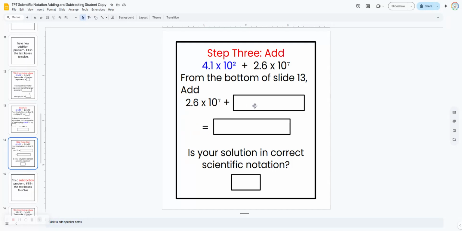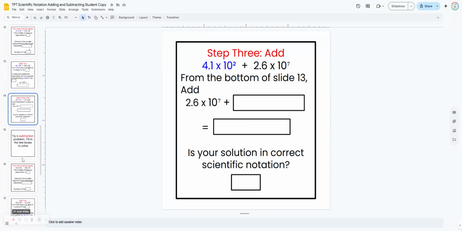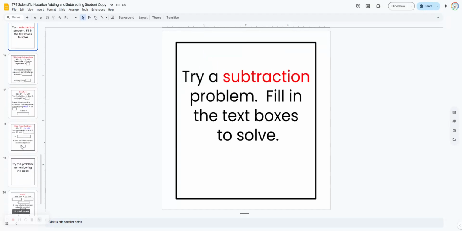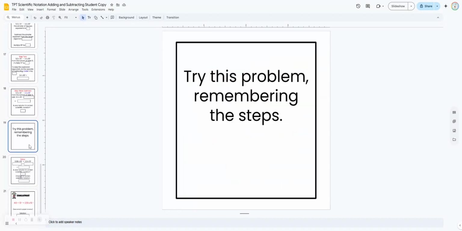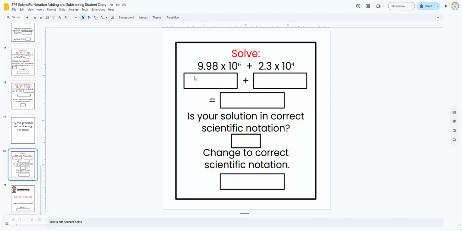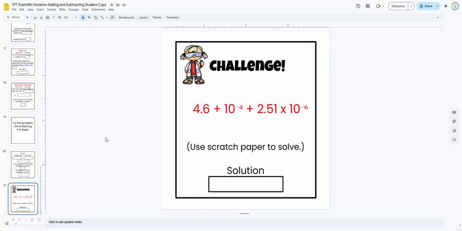Then we're going to add the two together and get our solution. Is it in correct scientific notation? They're going to type yes or no. Then they've got a subtraction problem. They're going to do the same thing, follow all of the steps. And then this one, they're just going to remember the steps. So they're going to have to do this one, and they can refer back to previous slides if they need to. Then we get a challenge problem at the end.